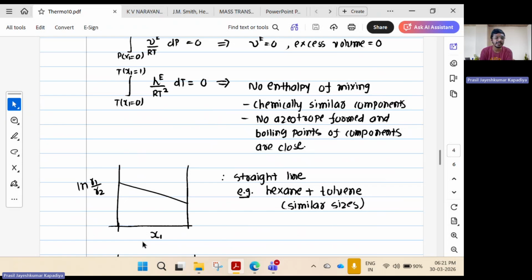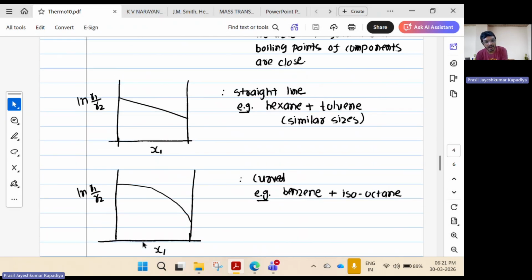V is equal to 0 and H is equal to 0 when we are dealing with an ideal solution in which chemically similar components are present. So we see that there are various plots of ln gamma 1 by gamma 2 versus x1. There is one kind of curve that we get. Then this is a straight line.